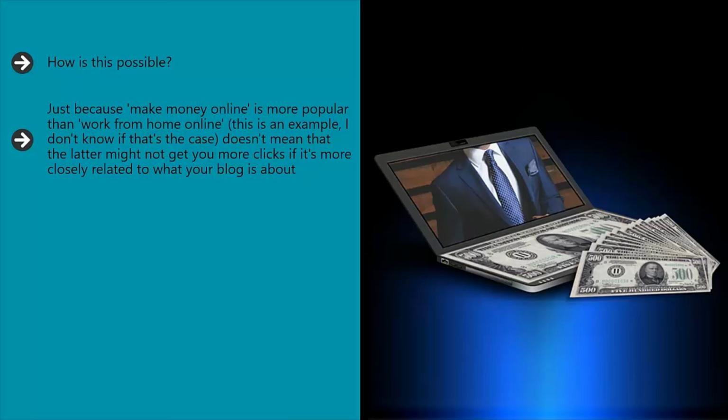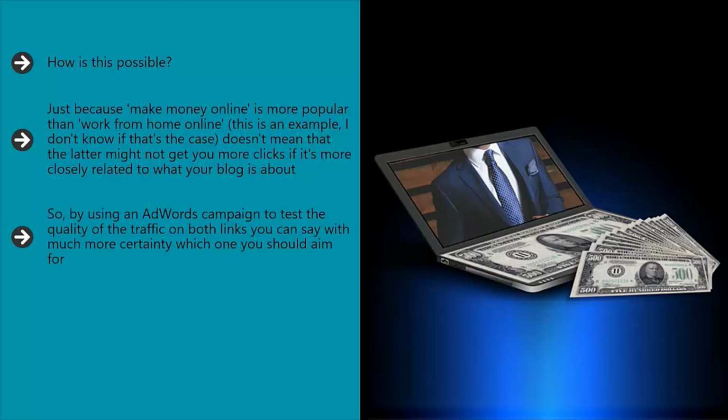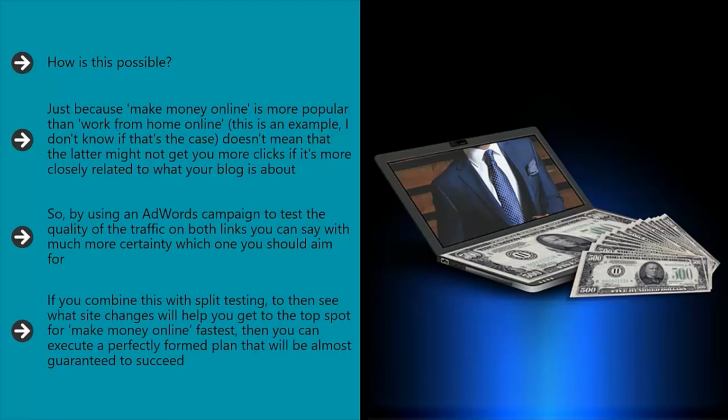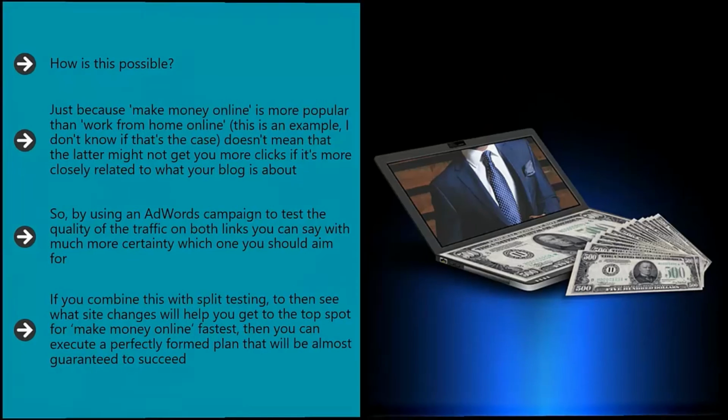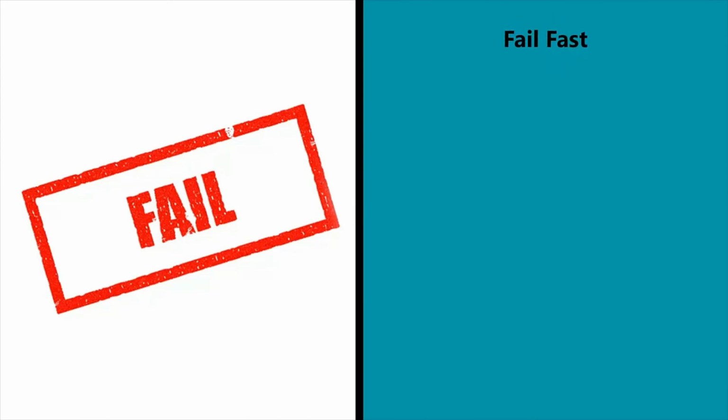Doesn't mean that the latter might not get you more clicks if it's more closely related to what your blog is about. So, by using an AdWords campaign to test the quality of the traffic on both links, you can say with much more certainty which one you should aim for. If you combine this with split testing, to then see what site changes will help you get to the top spot for make money online fastest, then you can execute a perfectly formed plan that will be almost guaranteed to succeed.